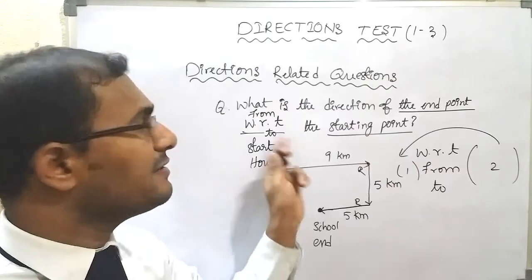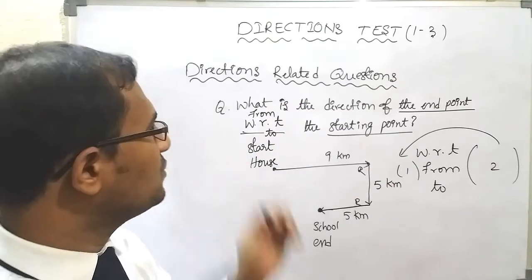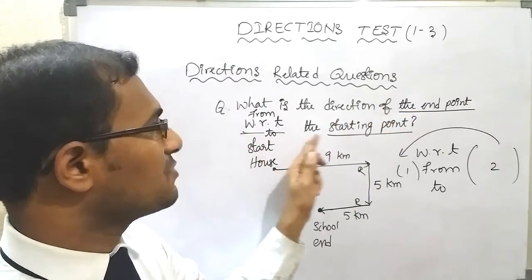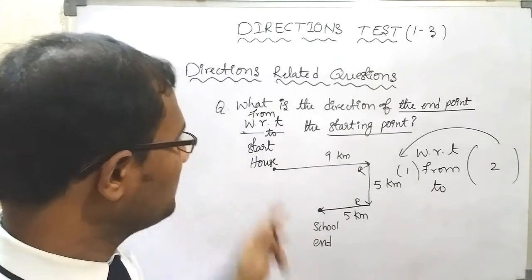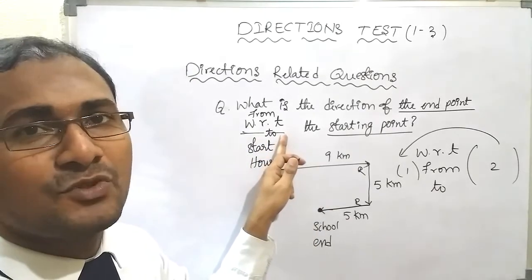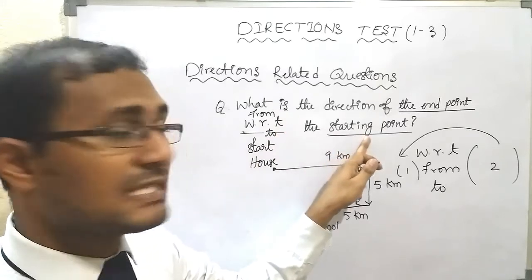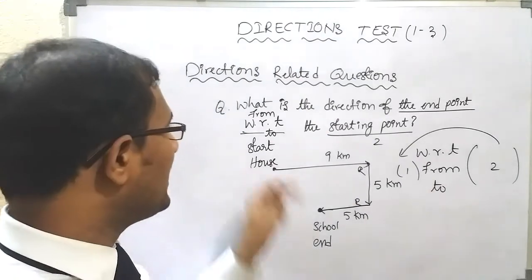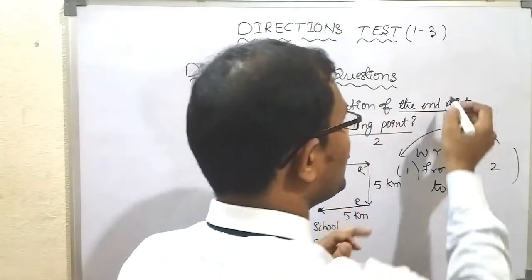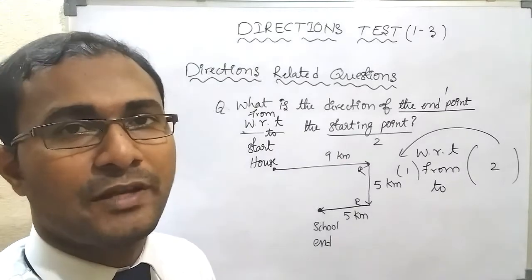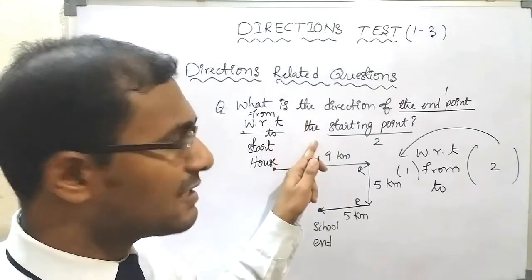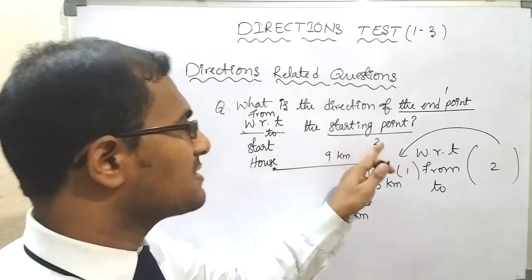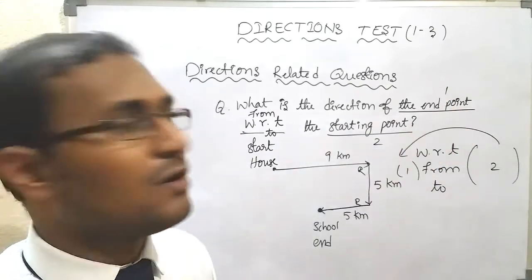Now let us see another way of asking the question. Here the question is: what is the direction of the end point with respect to the starting point? Now see, after these keywords, with respect to, from, or to, what is the point? The starting point is given in the question. So this point we have to take as the second point, and before these keywords, whatever point they give you, that point we take as point number 1. In order to find the direction, in general, from the second point towards the first point we have to draw a line.